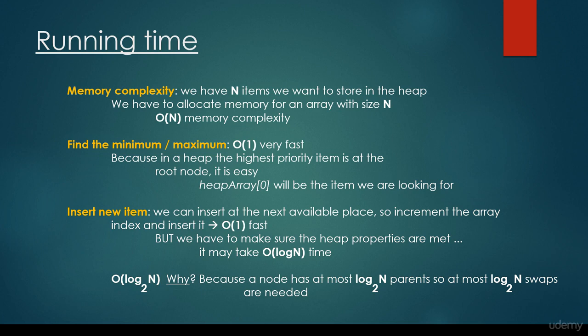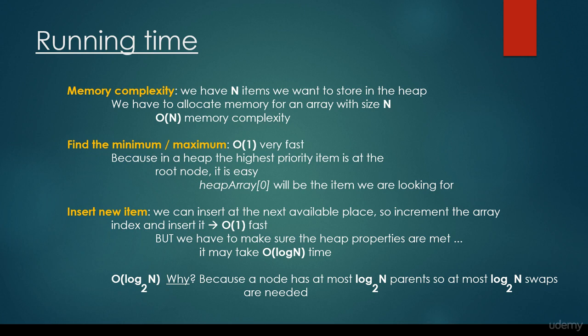What about other features of the heap data structure? What about finding the minimum or the maximum item? It's going to take O(1) constant time complexity, so it is extremely fast. This is why heaps have come to be, in order to be able to find the minimum or the maximum in O(1) constant time complexity. Because in the heap the highest priority item is at the root node, it is quite easy to achieve this running time. We just have to get the 0 index from the heap array, and it's going to be the item we are looking for. For a maximum heap, it's going to be the maximum item. For a minimum heap, it's going to be the minimum item.